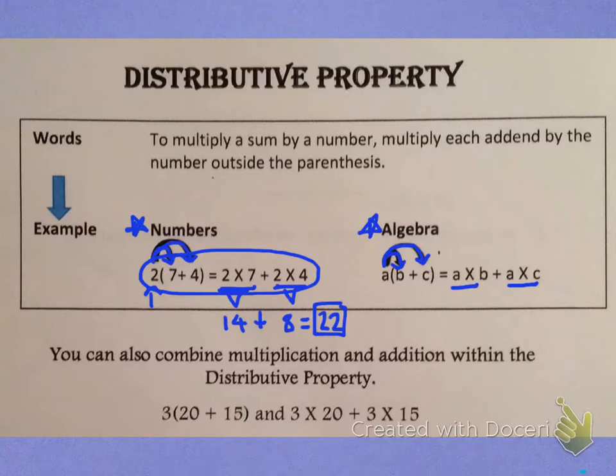You can also combine multiplication and addition within the distributive property. We just talked about adding, and this is how it would work by multiplying. We would have to multiply 3 times 20, and then 3 times 15. So here we have 3 times 20 first, and whatever our answer is there, we would add it to 3 times 15.